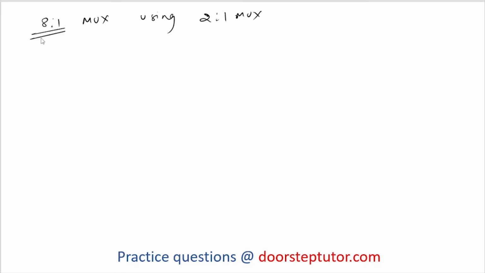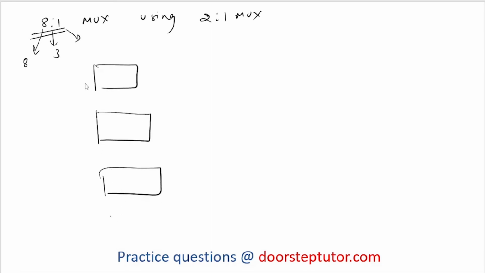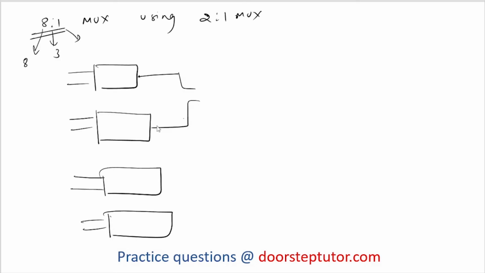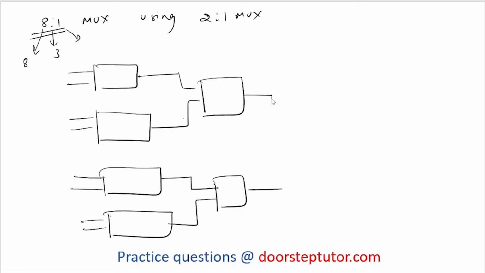For 8 cross 1 mux, we need 3 select lines and it is going to have 8 inputs and a single output. So what we can do, we can connect different 2 cross 1 mux like this, and each mux is having 2 inputs. The output of these mux can be applied to another mux. Similarly, the output of these 2 mux can be applied to another 2 cross 1 mux, which will generate a single output. Again, this output can be applied to another mux.